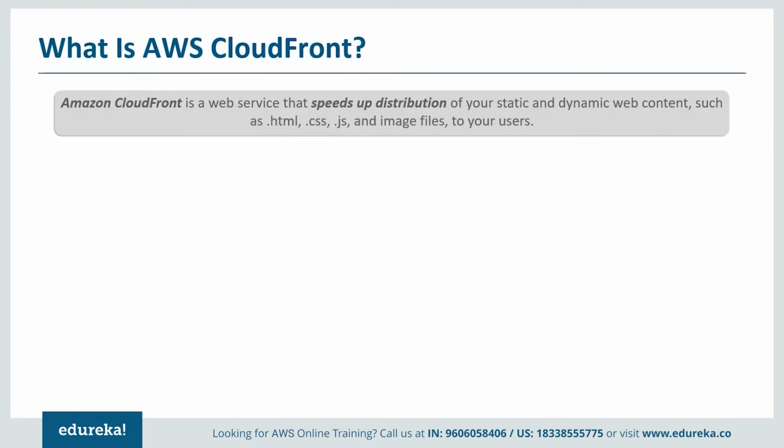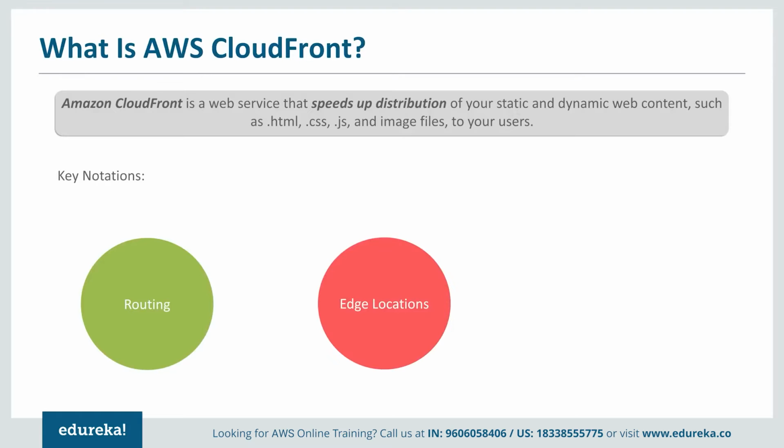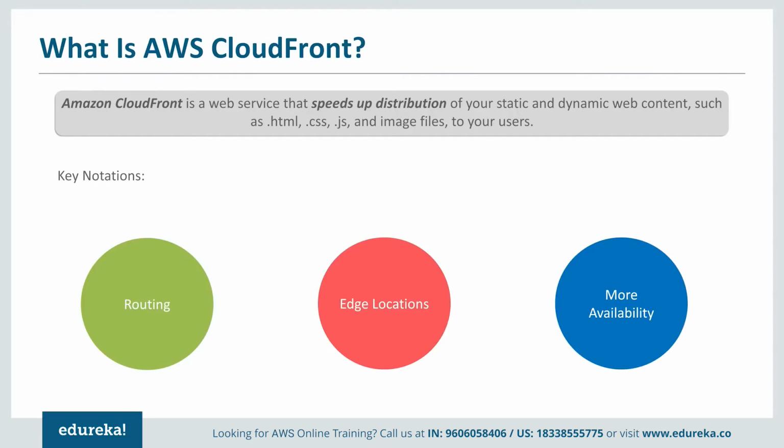So how does AWS CloudFront exactly do it? Let's try to understand that. When you talk about AWS CloudFront, first and foremost, it speeds up the distribution process, and any kind of content, whether it's static or dynamic, is made available to you quickly. CloudFront focuses on these three points: one is your routing, two is your edge locations, and three is the way the content is made available to you. Let's try to understand these one by one.